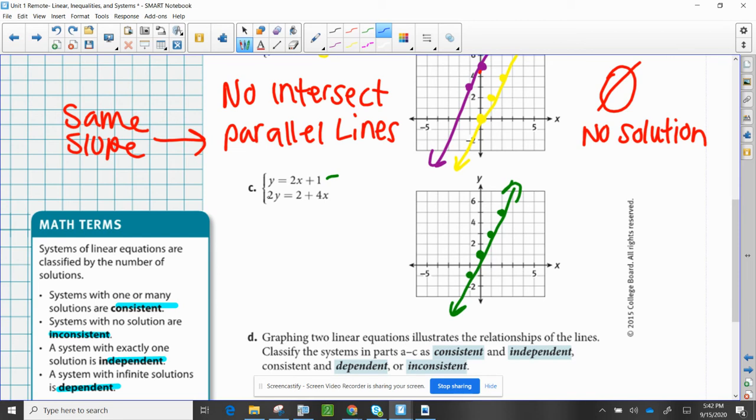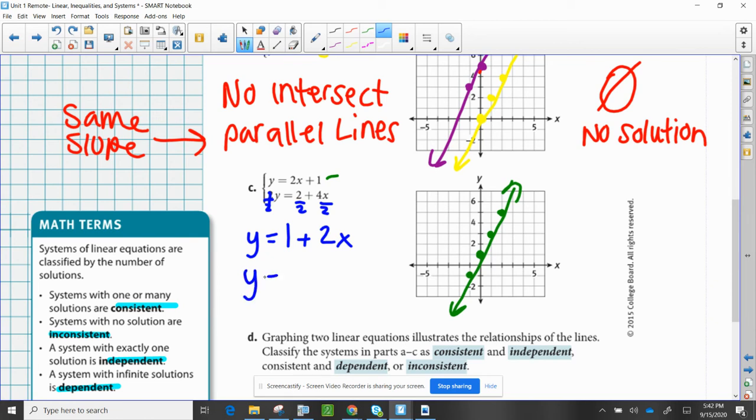Okay. This has a 2 in front of it, so it's not y equals. So let's try and make that y equals. I'm just going to divide that 2 out. So if I divide it on the left side, I have to divide everything on the right side too. So 2 divided by 2 is going to give me 1. 4x divided by 2 is going to give me 2x. Okay. So in this case, we have y equals 1 plus 2x.